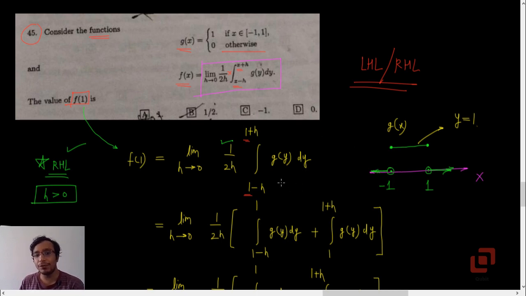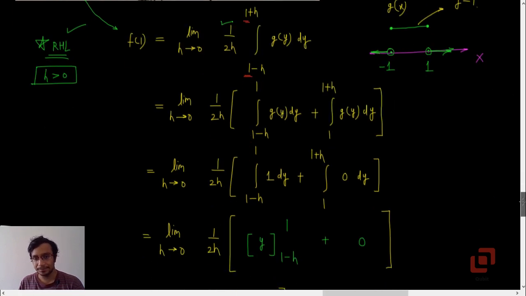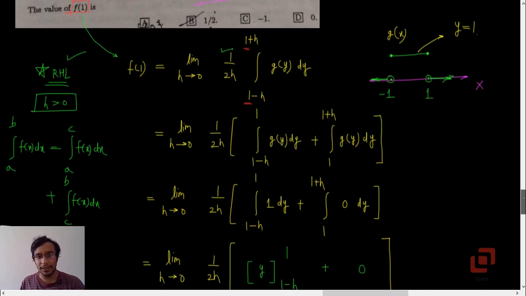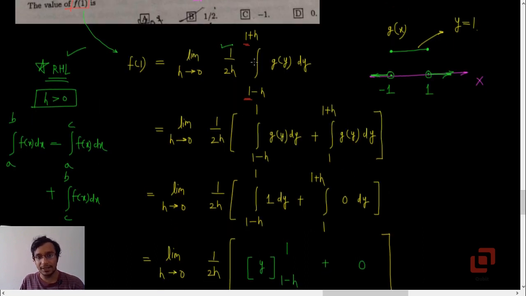And if you now use the property of definite integrals, that the integral a to b of f of x dx is the integral a to c of f of x dx plus the integral c to b of f of x dx, then it allows you to split our interval of integration at 1. Sorry, not at 1. Yeah, at 1. It allows us to split the interval of integration at 1.